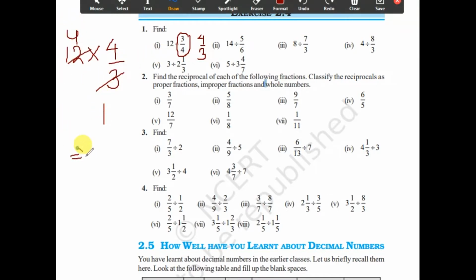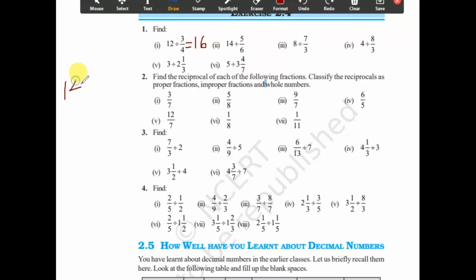3 ones are 3, 3 fours are 12. Now you can see numerators will be multiplied with numerators and denominators with denominators. So 4 fours are 16, divided by 1, that is nothing, 16 only. So the answer I am getting is 16, correct?